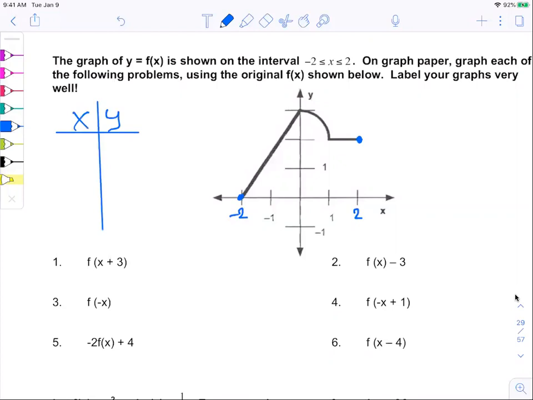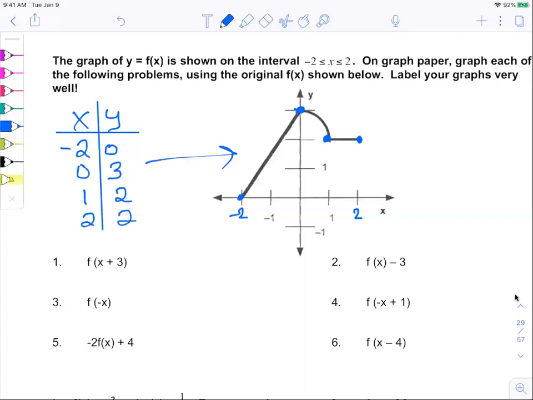So you're going to take a couple of points on this graph, and I would just take the points where it changes direction. So I have a point at -2, 0 on the x-axis, a point at 0, 3, a point at 1, 2, and a point at 2, 2. Those are the ordered pairs that go along with my original graph. You are going to transform this graph based off of what the 6 problems are asking you to do.